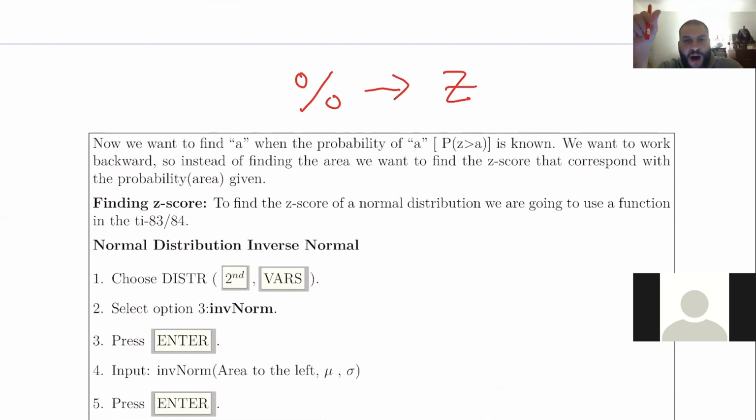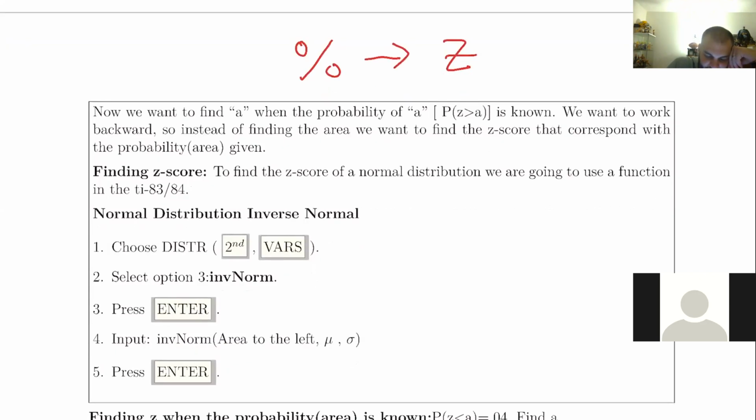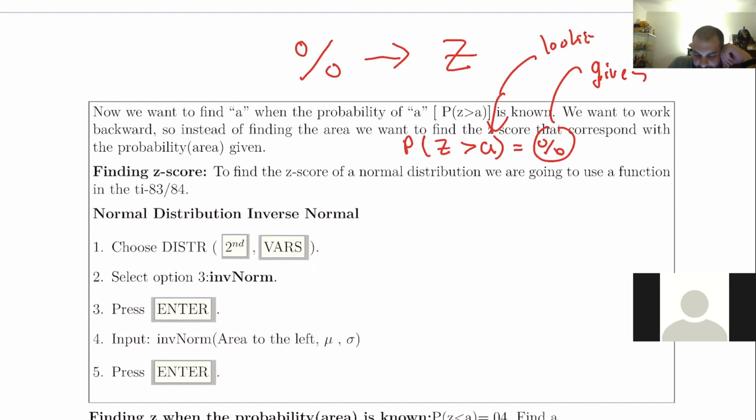So for this portion, we are going to be working backward. We're going to start off with the percentage, and we have to find the z value that corresponds with that percentage. So normally it will work something like this. It will say probability of Z is greater than A, and it will give us the percentage. So this should be given, and we should be looking for A.